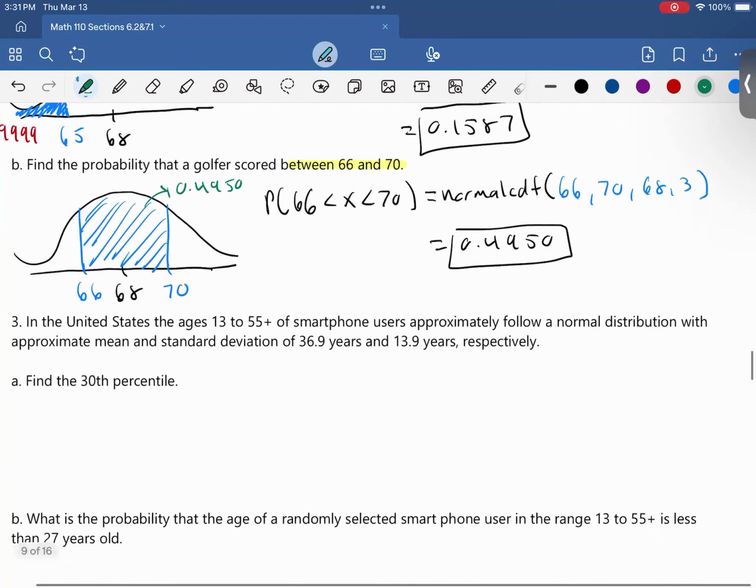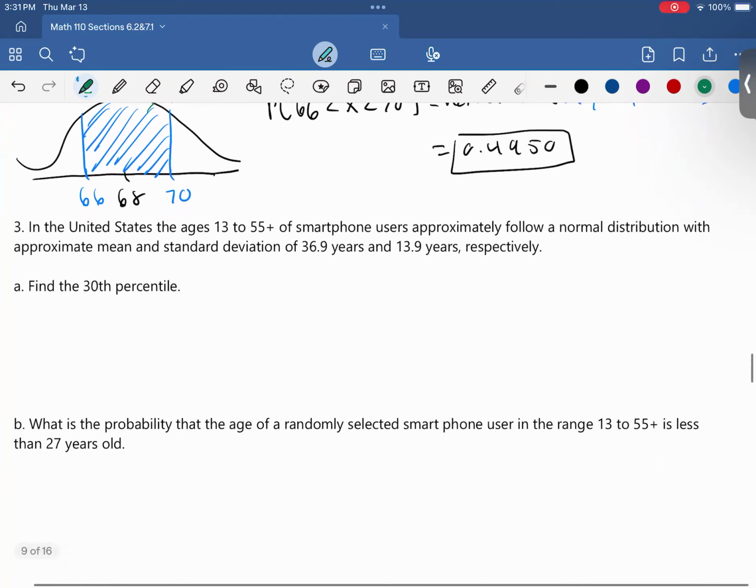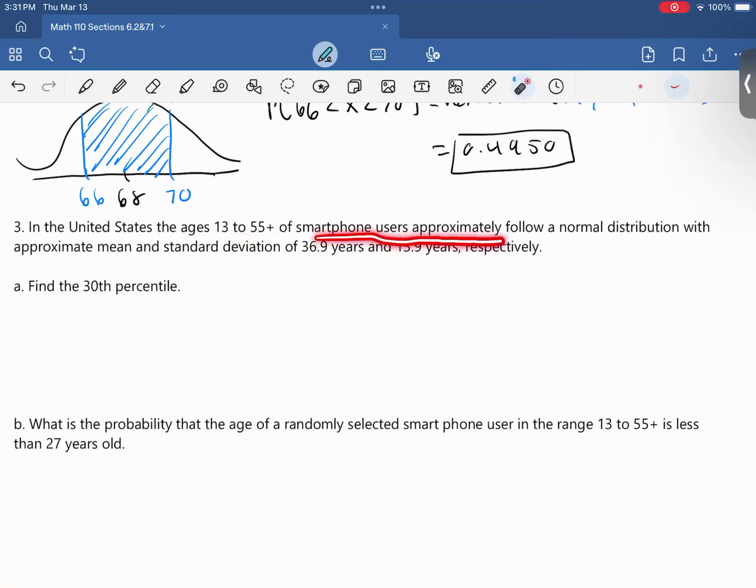Okay, let's go ahead and move on to number 3. Now we're going to find cutoff values or K values. In the United States, the ages of 13 to 55 plus of smartphone users approximately follow a normal distribution with approximate mean and standard deviation of 36.9 years and 13.9 years respectively. So it wants us to find the 30th percentile.